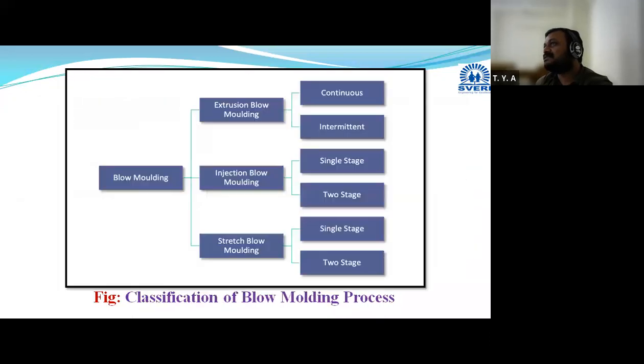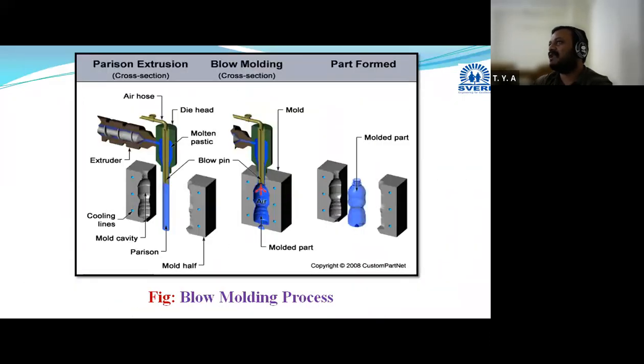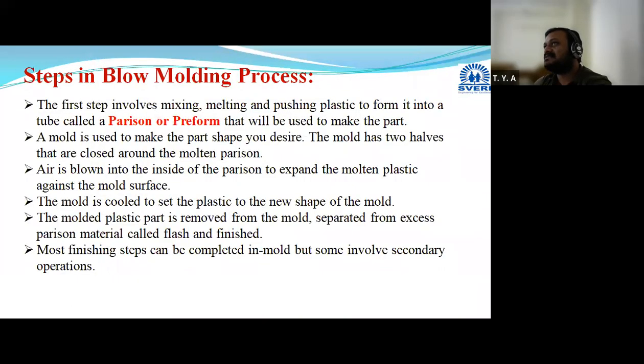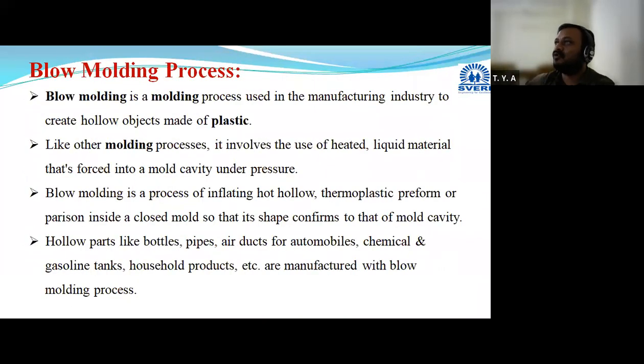Now we will move towards how blow molding works, or what the working principle of blow molding is, and then its different types. This is a brief classification. First I will go through this summary. Blow molding is a molding process used in the manufacturing industry to create hollow objects made of plastic. Please remember this point.